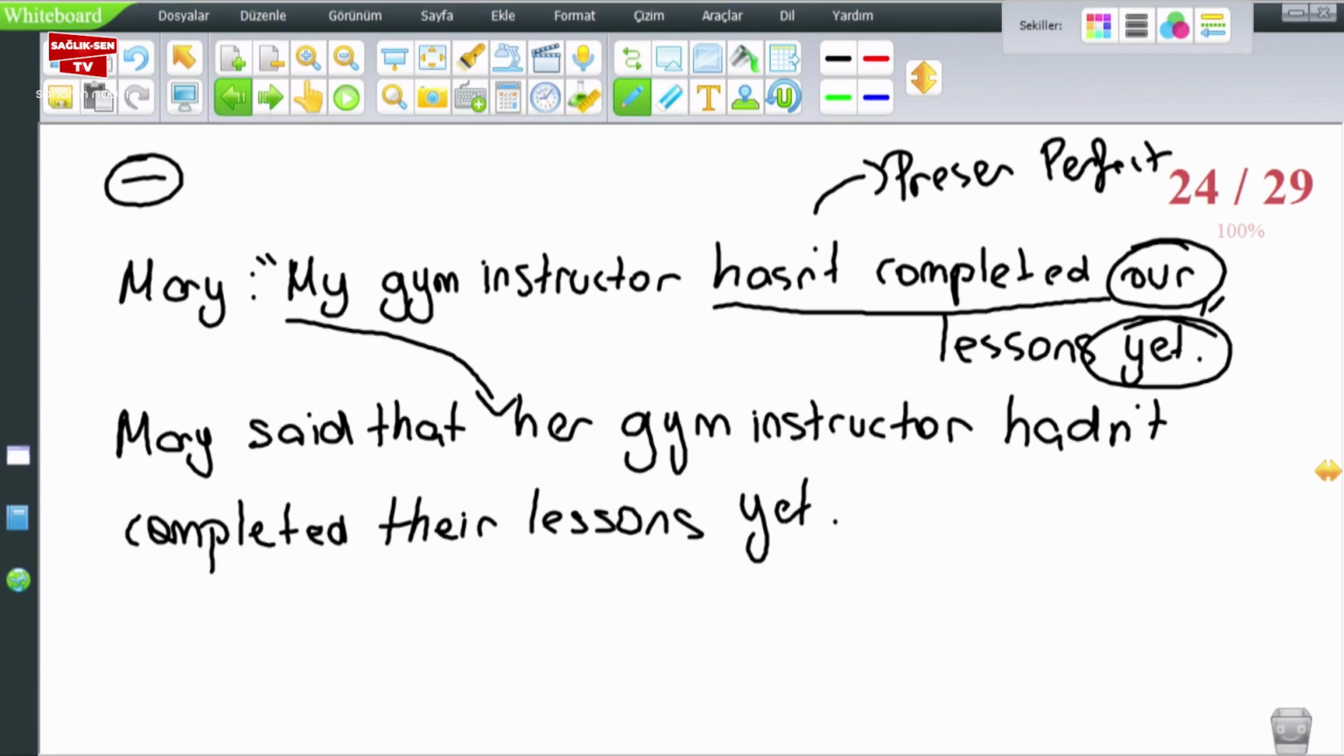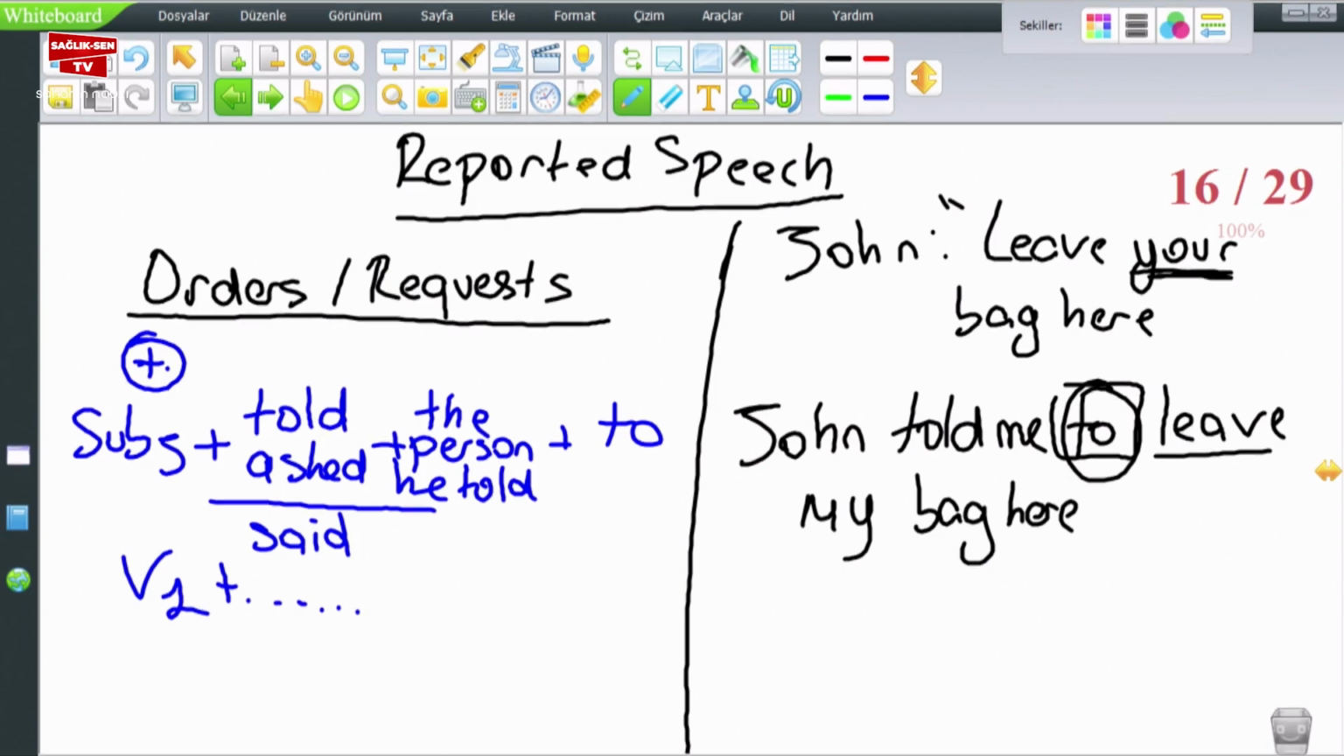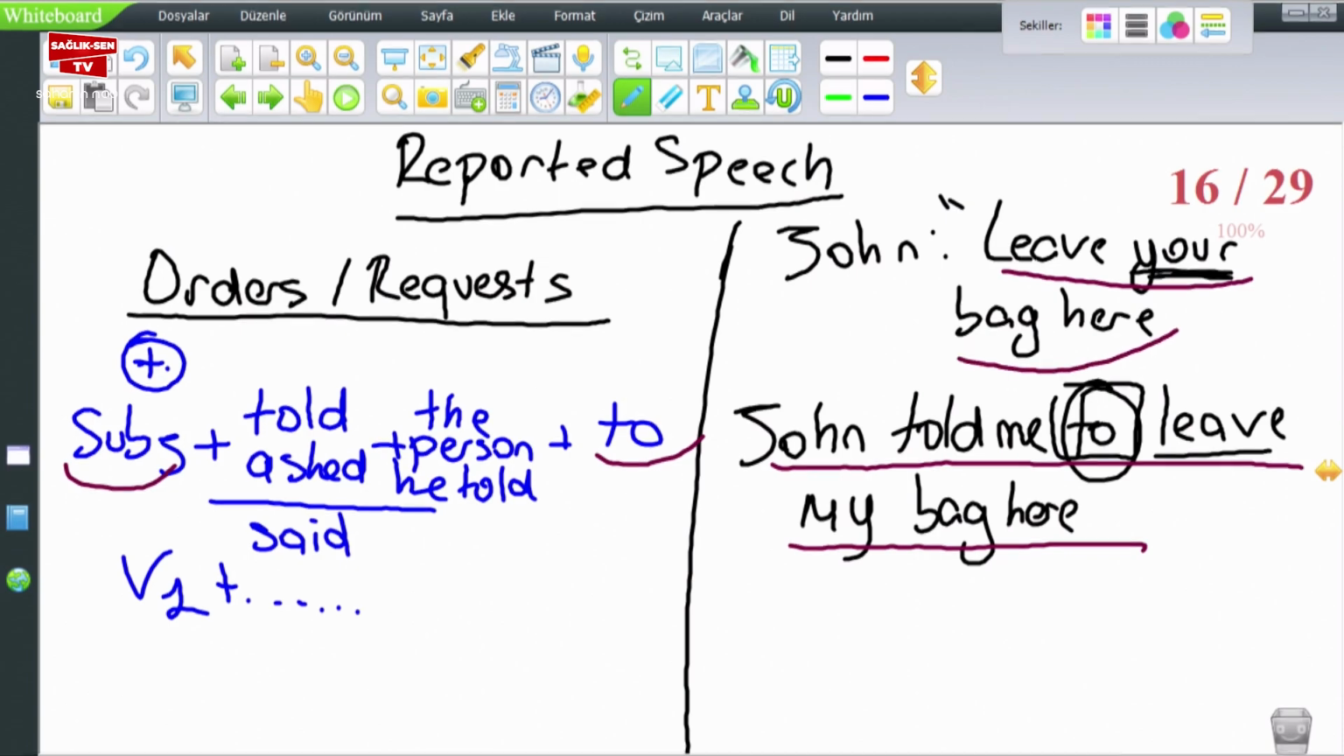Okay, let's go back to the beginning of the reported speech. We started with orders and requests. We started with the affirmative, positive ones. If I'm talking about an affirmative order or a request, after I put the subject, I can either say told, asked, said. And then the person whom that sentence was told to, and then to. This is an example. John told me to leave my bag here. This is our original direct speech, and then our reported speech here.